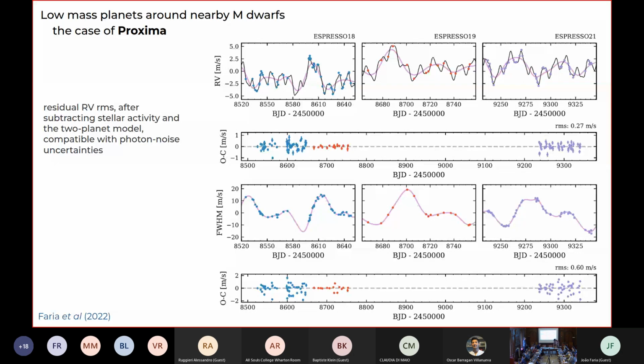In the top row, what's the black line versus the pink line? The pink one is just the Gaussian process component. And the other one is plus the two-planet model. Got it. So it's the full model.